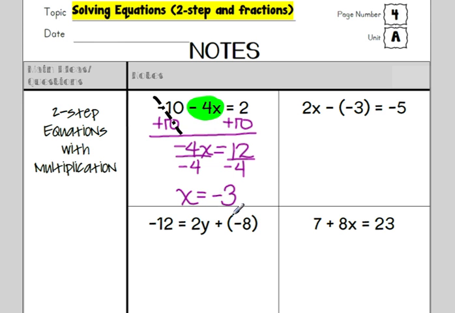Remember, you can always check to see if you're correct by plugging in the value that you got for your variable. So in this case, -3, we can plug that back into our equation and make sure that it works.